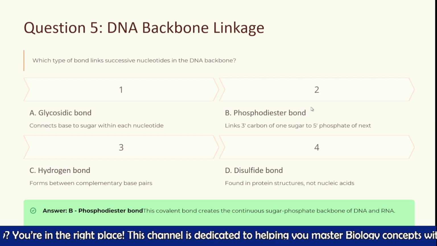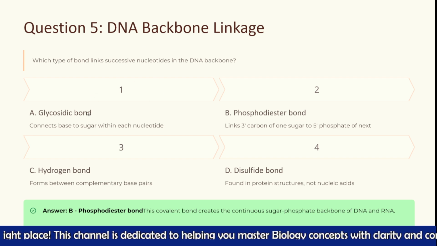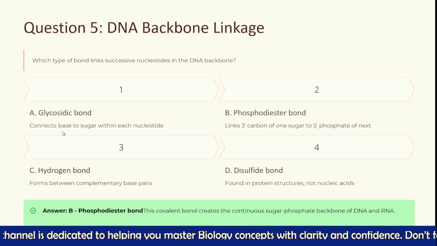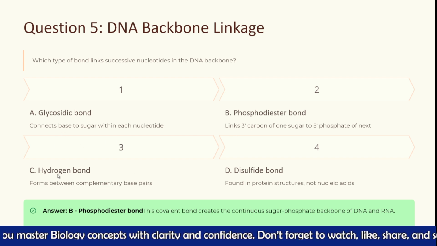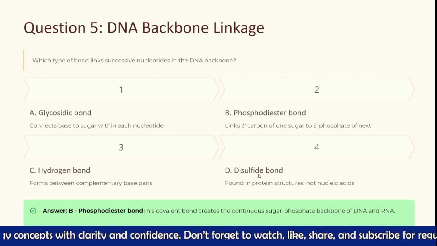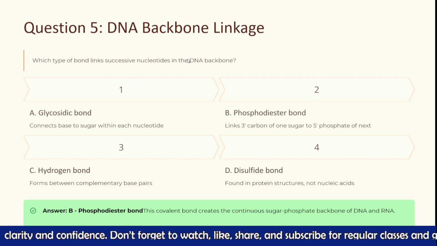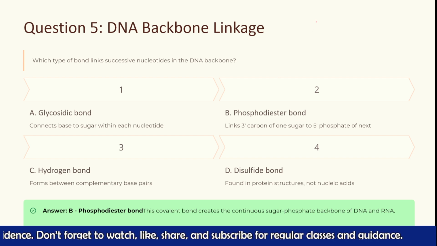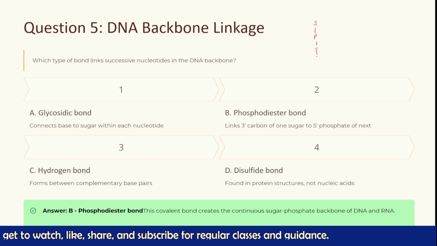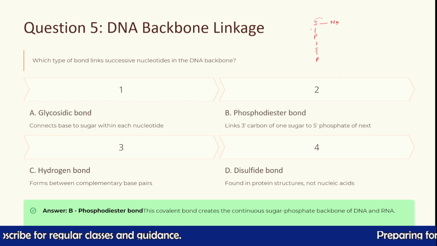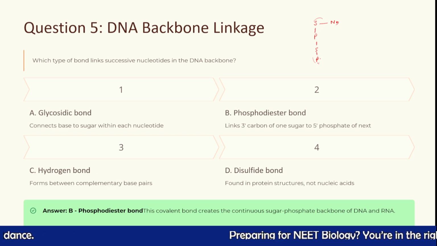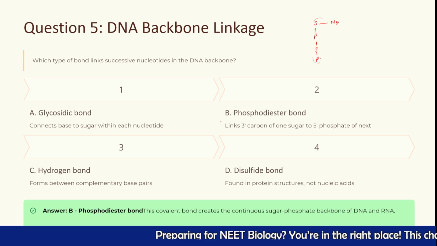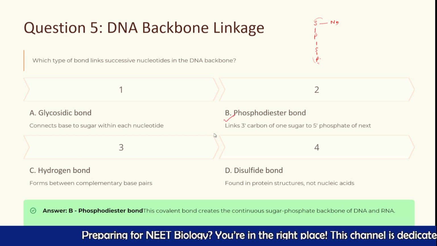Next question. In the DNA backbone, there are different bonds: glycosidic bond, phosphodiester bond, hydrogen bond, and disulfide bond. The adjacent nucleotides are connected to form the DNA backbone. So sugar, phosphate, like that, the backbone will be there. Here only the nitrogen base is attached. So the backbone of the DNA is formed by which bond? That is the phosphodiester bond. Option B is the correct answer.